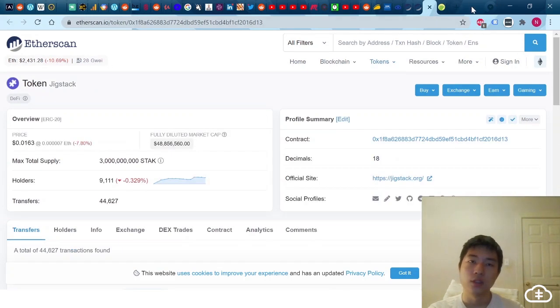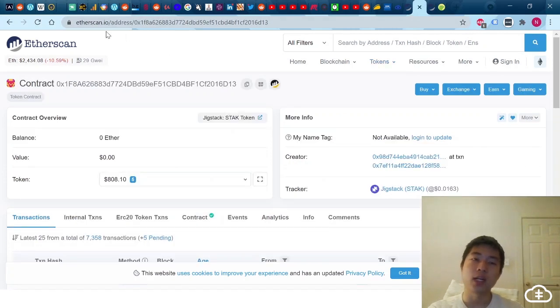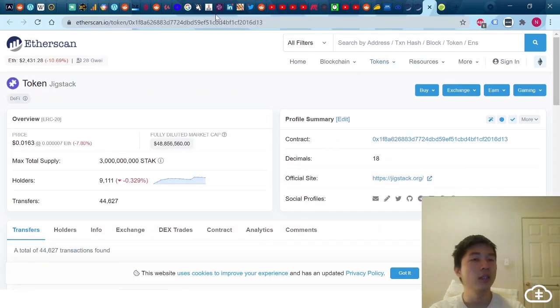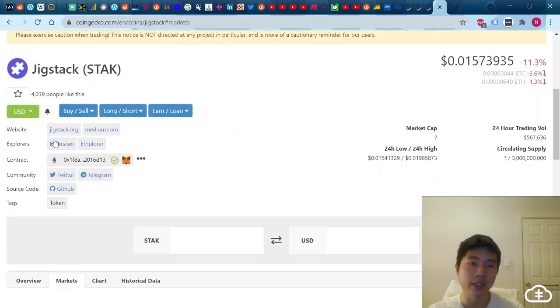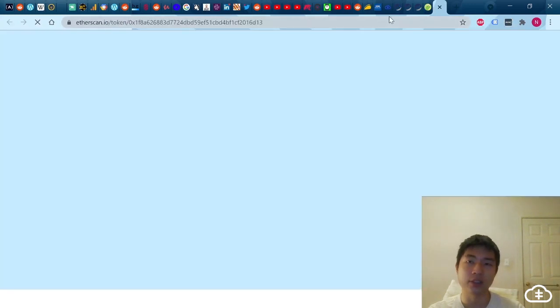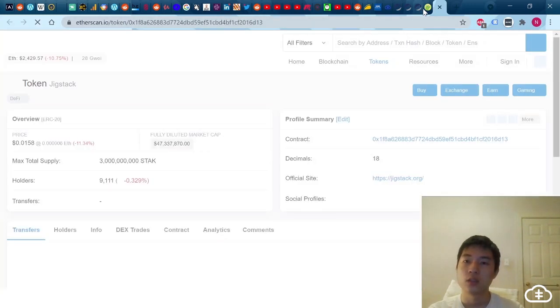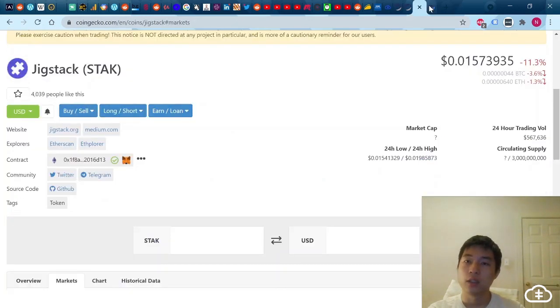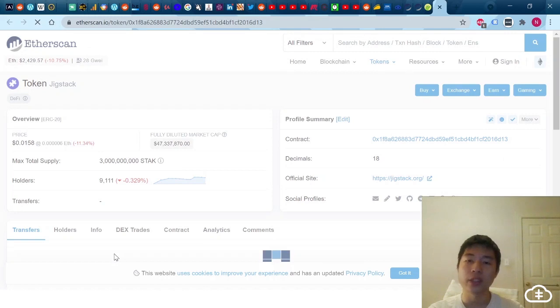So if you look at the top, if you're looking at tokens, this URL at the top should say token and not address. Okay, so right here, notice how it says token. That means we're on the right page. And you can see right here, this is the token we're concerned about. And again, you can just access this page by clicking on the Etherscan right here. It takes you to the same page. JigStack token.